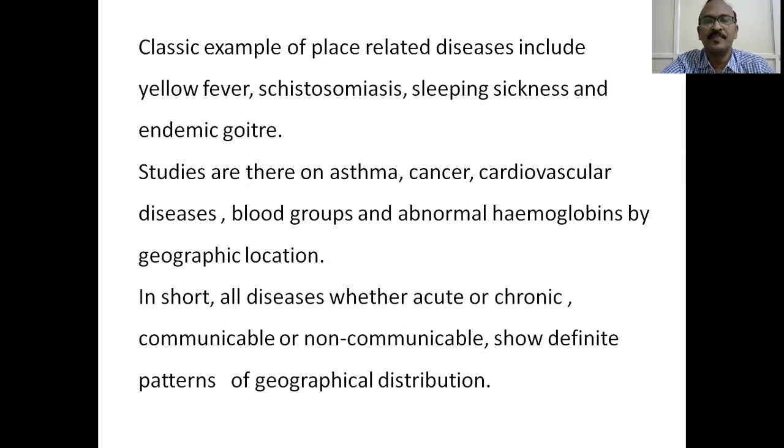Likewise, studies on asthma, cancer, cardiovascular disease, blood groups, and blood hemoglobins and abnormal hemoglobins are there by geographic location. So we find in hilly regions certain hemoglobin patterns, likewise certain blood groups. Likewise, certain cancers are more in certain areas depending upon the source of the element or the cause responsible for the diseases. In short, all diseases, whether acute or chronic, communicable or non-communicable, show patterns of geographical distribution or geographical pathology.